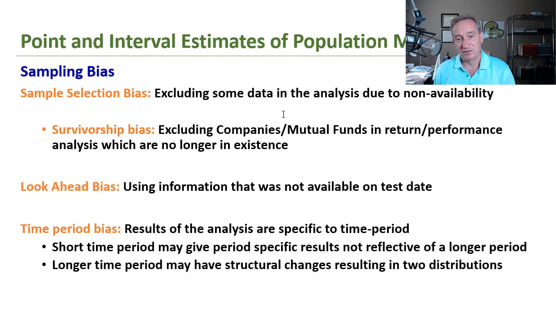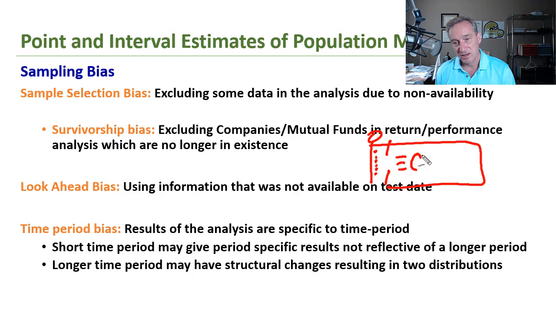Sample selection bias is excluding some data in the analysis due to non-availability. Survivorship bias is excluding companies and mutual funds in return or performance analysis which are no longer in existence. So that's a common problem, right? If we just think about a historical window here at time zero, and we started with all of these funds, but maybe this first one failed, and this last one failed, and the other ones went on, and we go measure the sample here. Survivorship bias is the fact that our sample is inherently the survivors, and it's excluding these ones that failed, which really should be zeros.